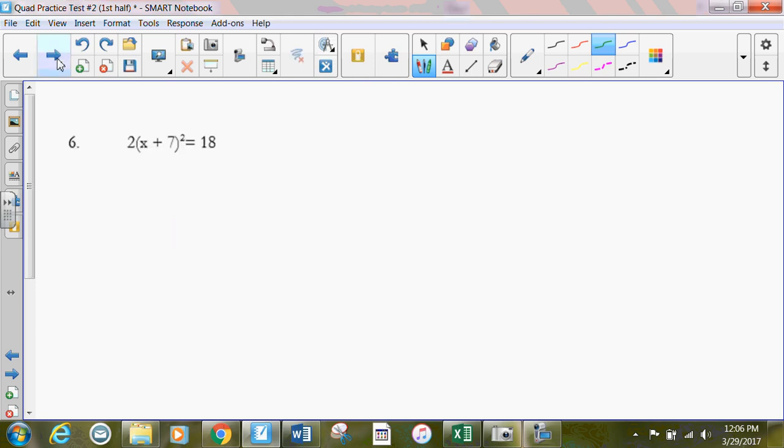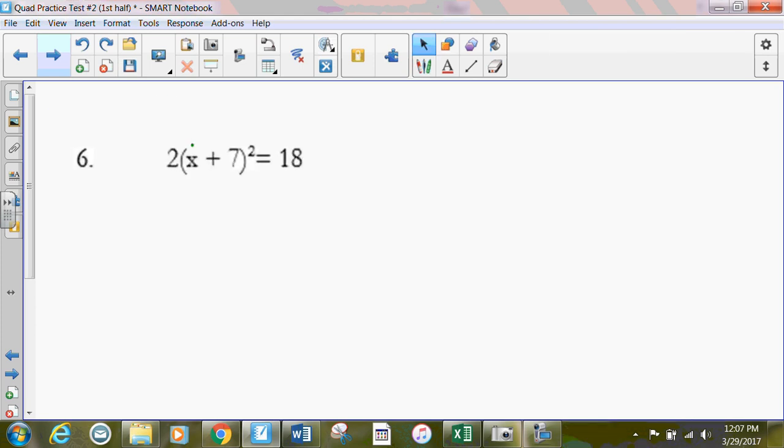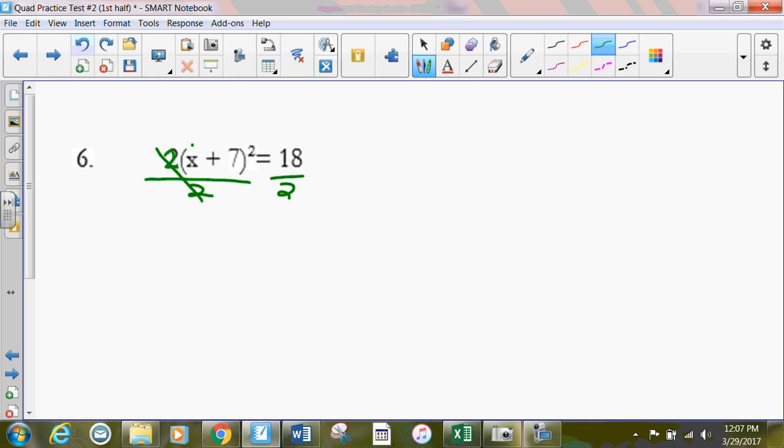All right, so here, teeny tiny problem. Let me make it bigger. Okay, here we don't have a choice. I saw some people today distributing. No, we can't distribute. Why can't we distribute? Because this 2, this square, belongs to the quantity x plus 7. And so we can't break up that. Think about order of operations. Exponents are going to come first, parentheses and exponents. So we've got to get rid of this 2 by dividing both sides by 2. So when we do that, we end up with x plus 7 squared equals 9.